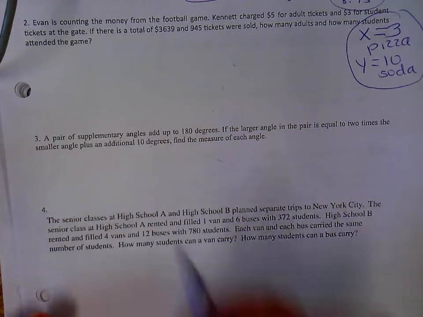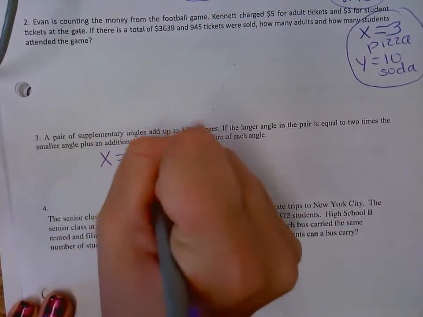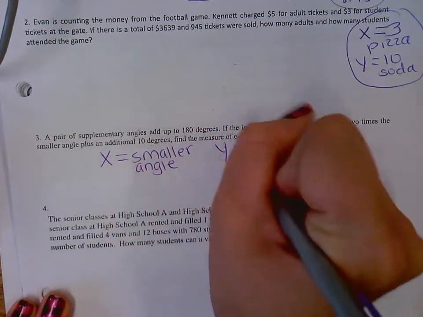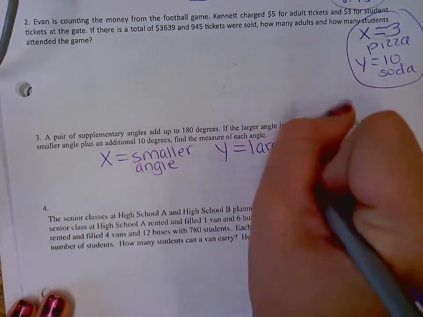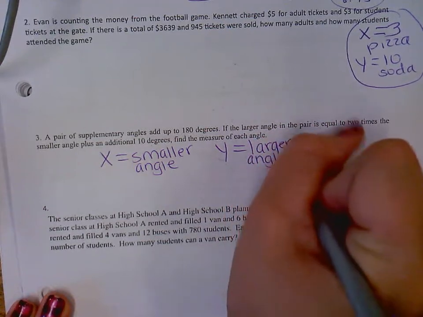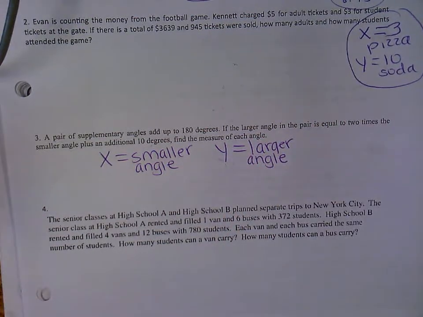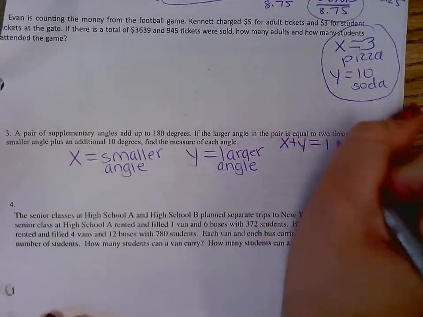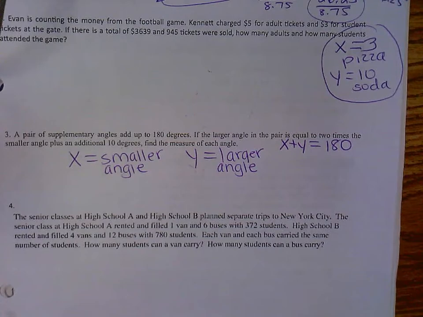I'm going to call X the smaller angle, just so I've got my 2 angles, right? And I'm going to call Y my larger angle. I should have done that off to the side so I had more room. Shoot. Okay, what do X and Y have to add up to? 180, right? We know X plus Y is 180 because they're supplementary.